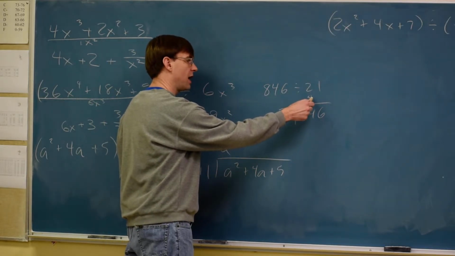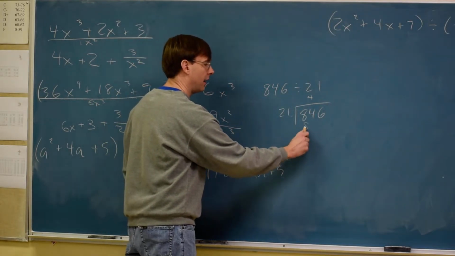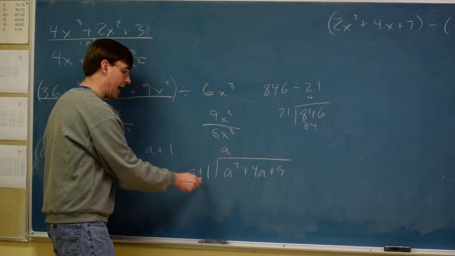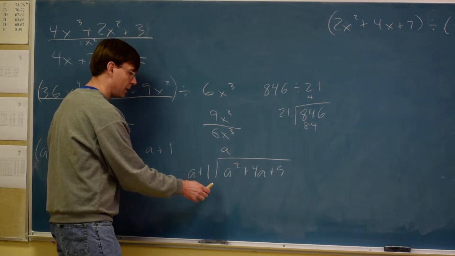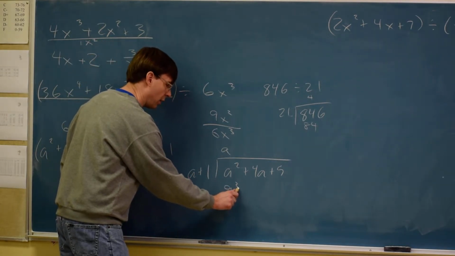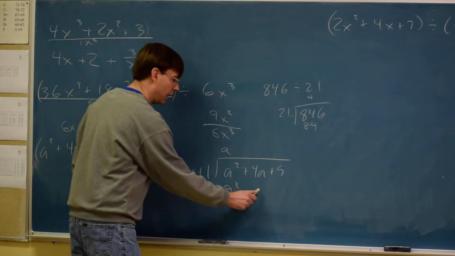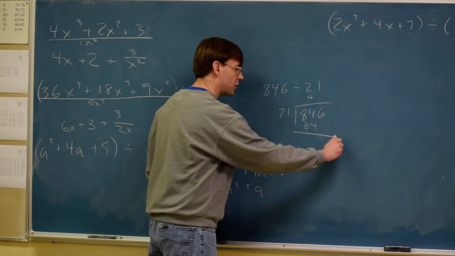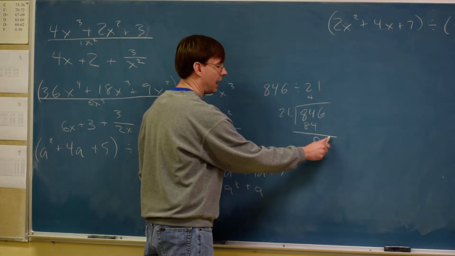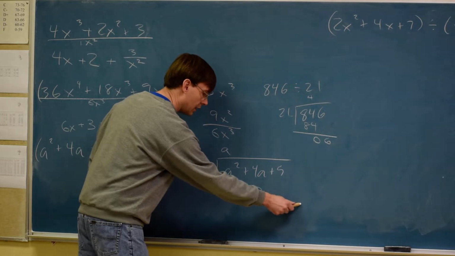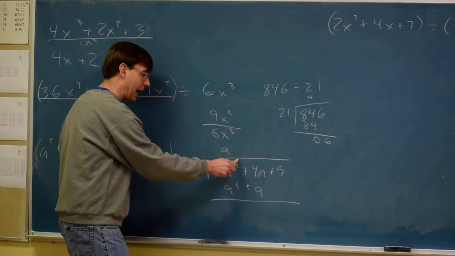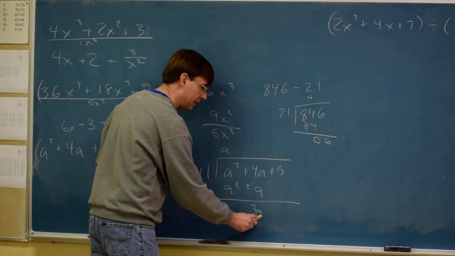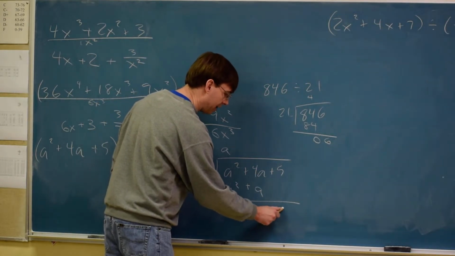In this world, you would take 4 times all of that and get 84. In this world, you take A times all of that. A times A is A squared. A times 1 is A, still a plus. In this world, you'd subtract, and you would drop the 6. In this world, we're going to subtract, which eliminates these. Subtract gets us 3A, and then we would drop the 5.